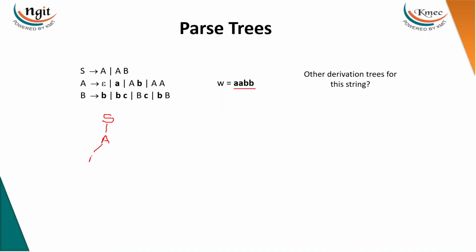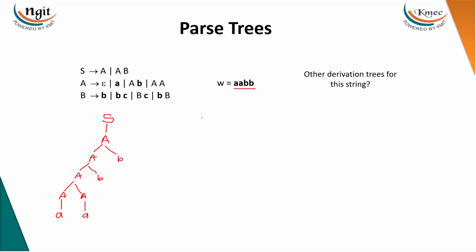Let me go with this. First A tends to aAb, so I got the two b's. I need two a's, so for this A, I can substitute A tends to aAb, and then A tends to a. I got aabb. Okay, well and good, we got it. For the S, we have substituted A.